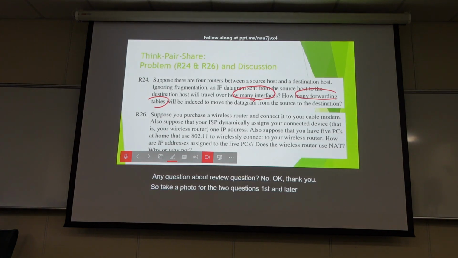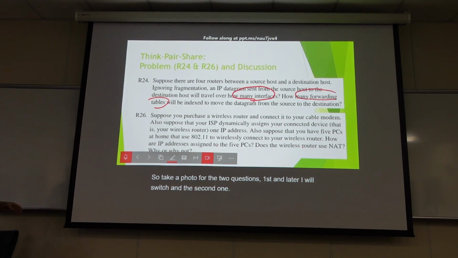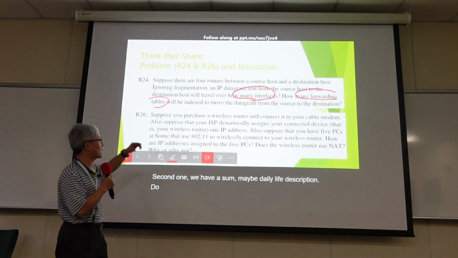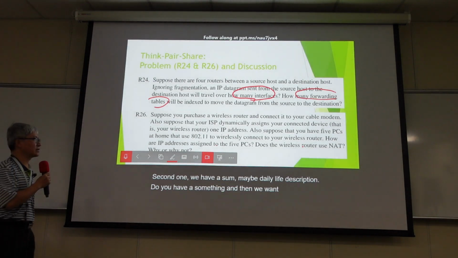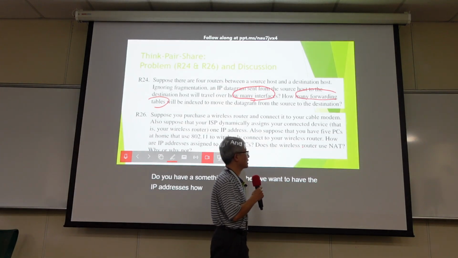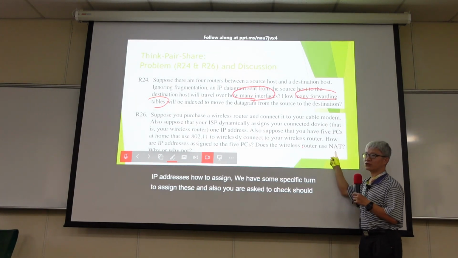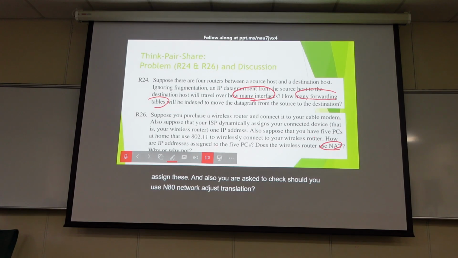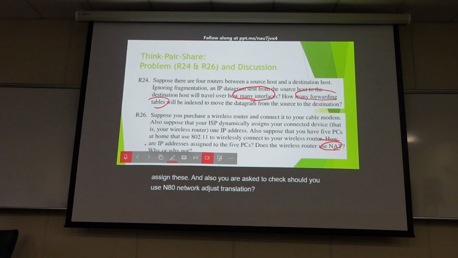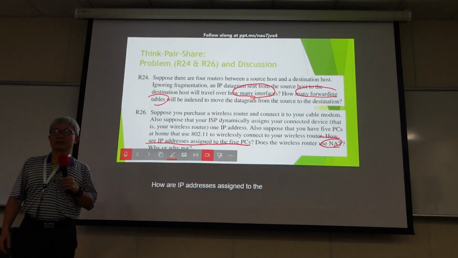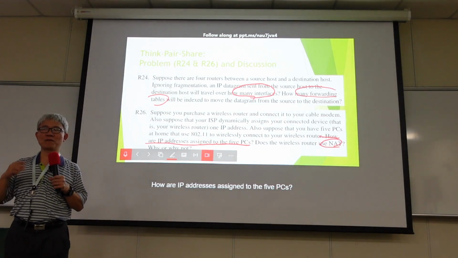And the second one, we have some maybe daily life discussion. You have something, and then we want to have the IP addresses, how to assign. We have some specific terms to assign these. And also you are asked to check: should you use NAT, Network Address Translation? How are IP addresses assigned to the 5 PCs? Alright. So 2 questions, but we have 4 possible answers.